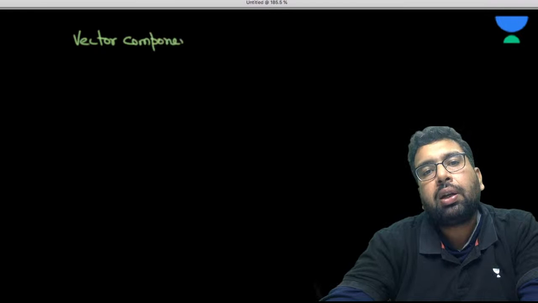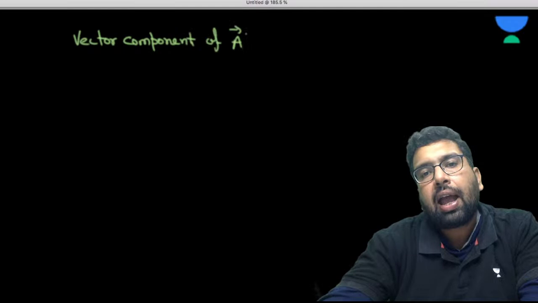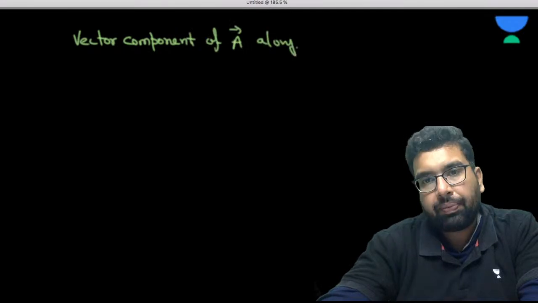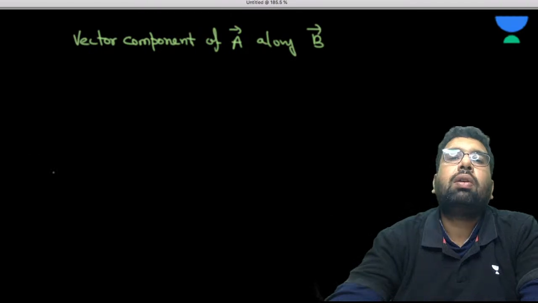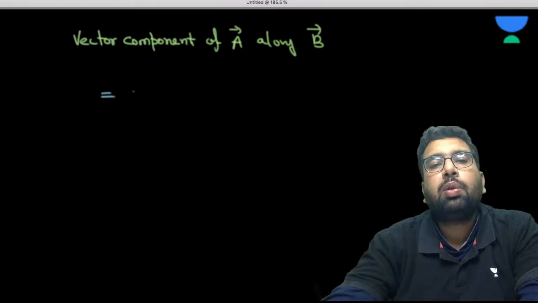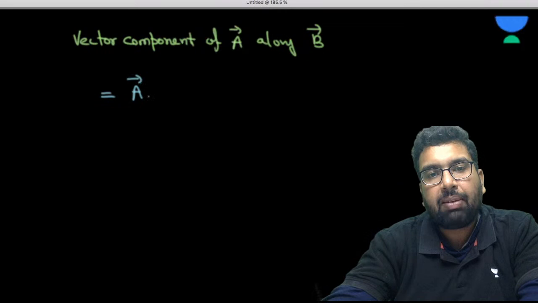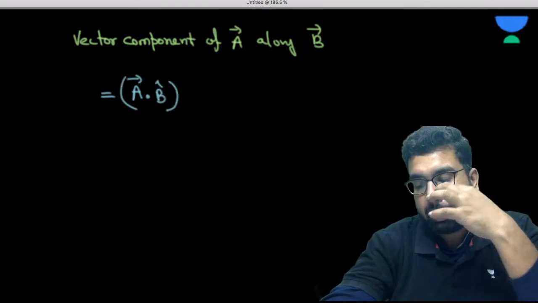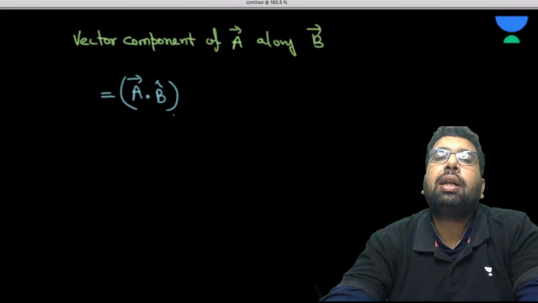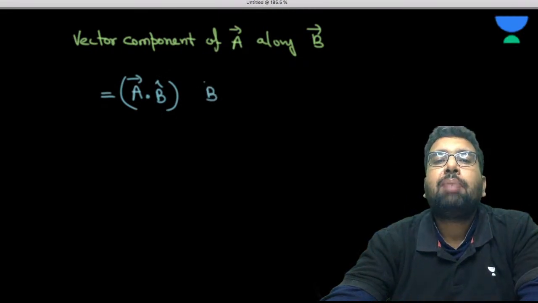So vector component of a vector, let's suppose vector component of A vector along B vector. So what it is going to be? So it will be A vector dot b cap. Okay, so this is the magnitude, remember. So any vector has magnitude and direction, and the direction will be given by b cap.